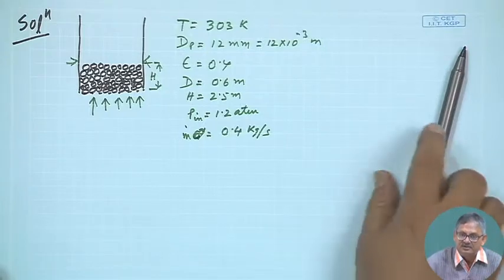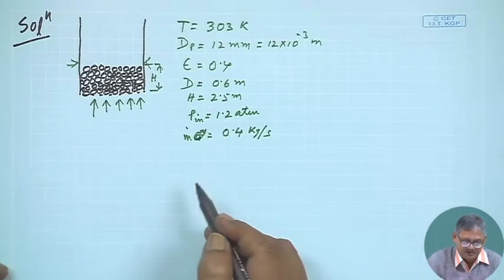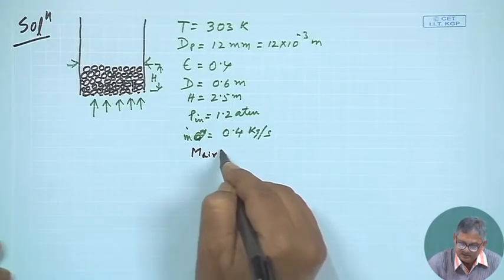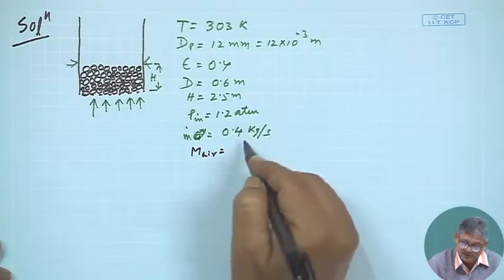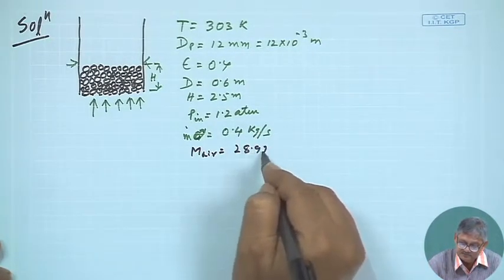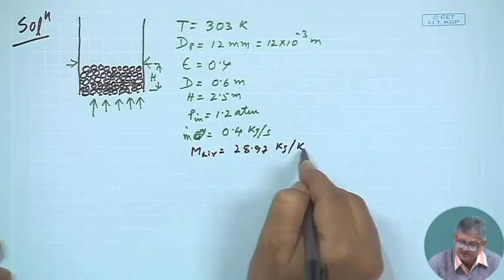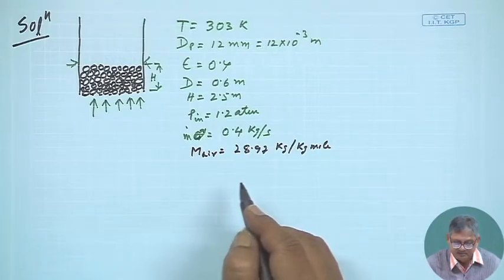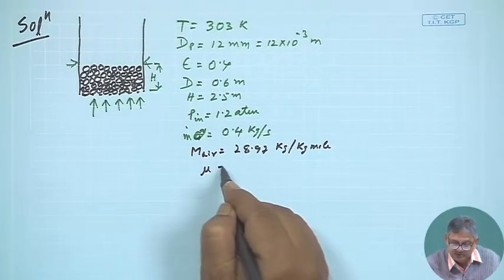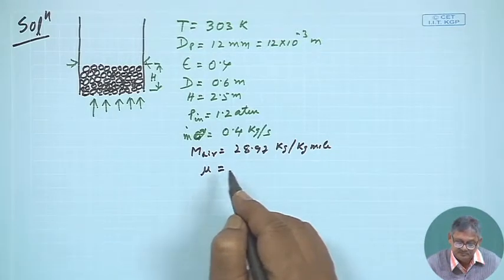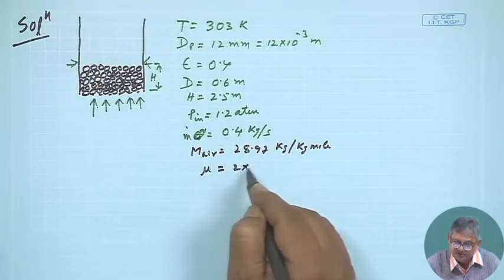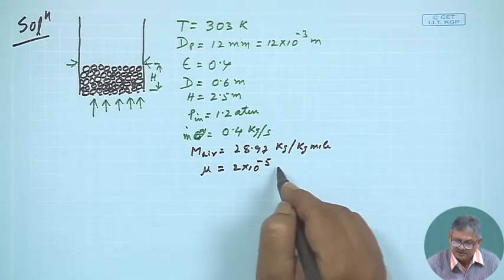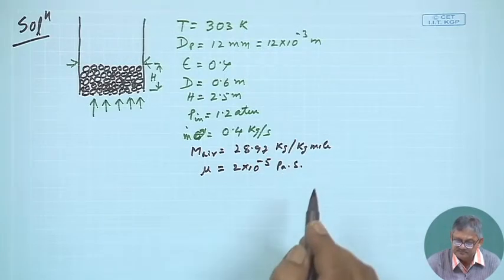Other things which are given are the molecular weight of air, M air, to be 28.97 kg per kg mole, right, and viscosity mu is equal to 2 into 10 to the power minus 5 Pascal second, right.